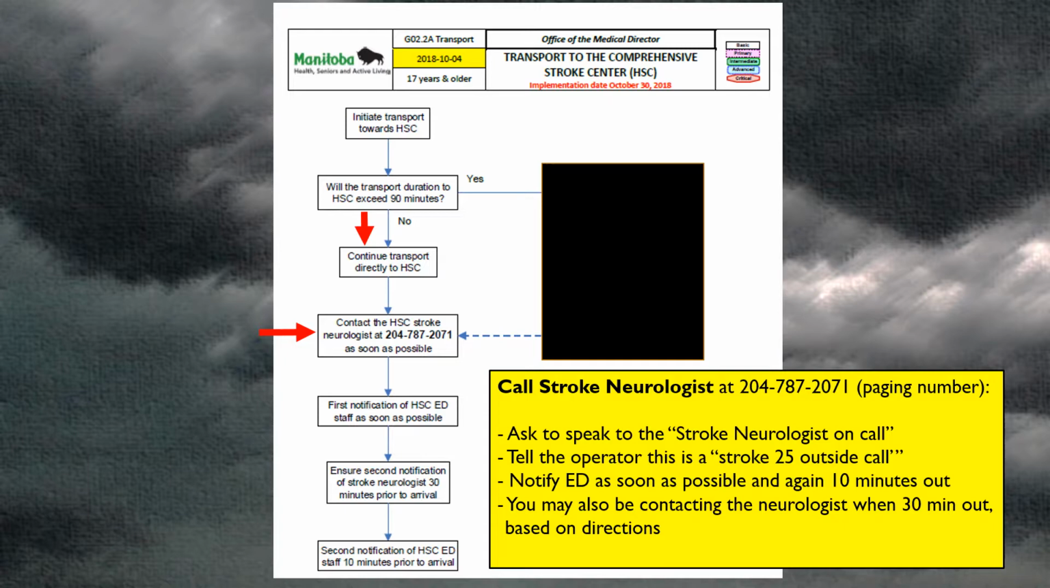What is important, and again, this is going to be found in the protocol itself, you have to ask to speak to the stroke neurologist on call. And the key part here is please tell the operator that this is a stroke 25 outside call. If you don't do that, you might be on hold for quite a while. So really important there. Things don't change in terms of contacting the emergency department at HSC as soon as you can. And then again, 10 minutes out from their facility. And as I mentioned earlier, do you need to phone the neurologist back? I don't know. Ask them if they want to call.